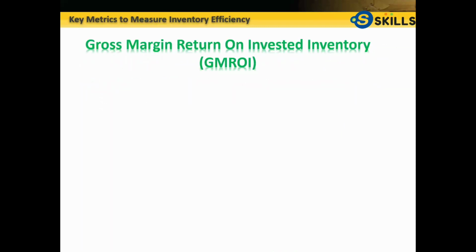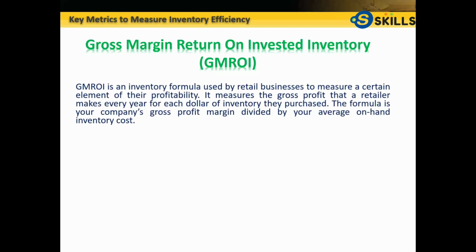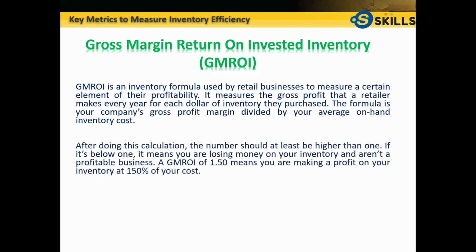Gross margin return on invested inventory, GMROI. GMROI is an inventory formula used by retail businesses to measure a certain element of their profitability. It measures the gross profit that a retailer makes every year for each dollar of inventory they purchased. The formula is your company's gross profit margin divided by your average on-hand inventory cost.